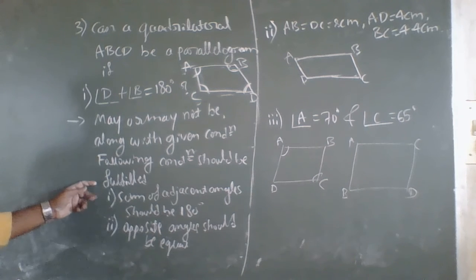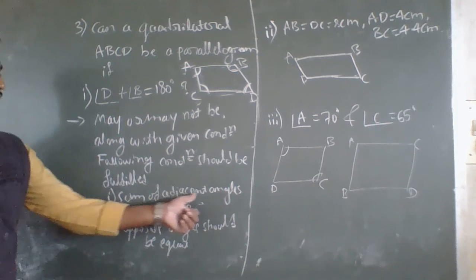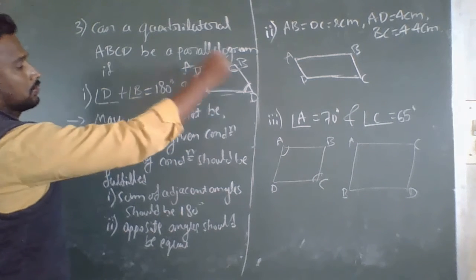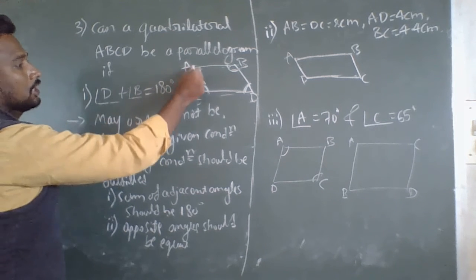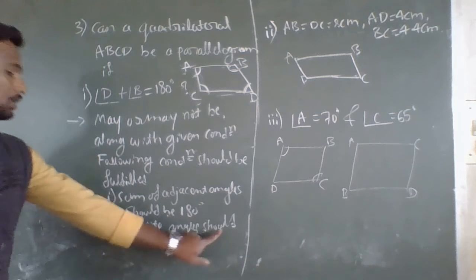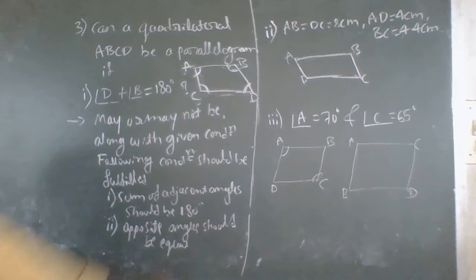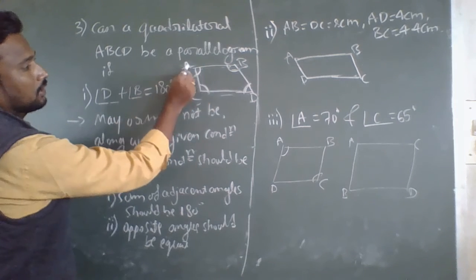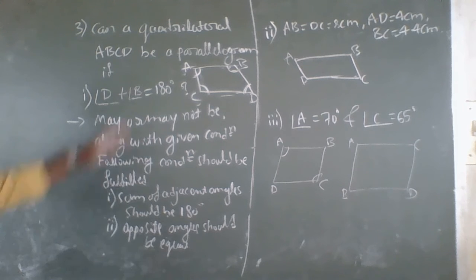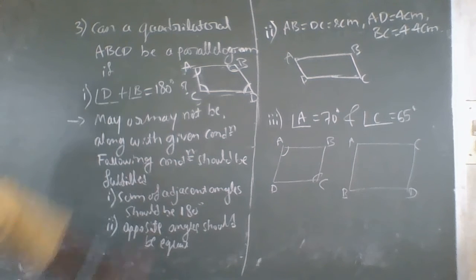So there are again two conditions. The sum of the adjacent angles should be 180 degrees, meaning B plus D is equal to 180 degrees, and like that A plus C is equal to 180 degrees, and opposite angles should be equal to each other, meaning angle C is equal to B and angle A is equal to angle D. Then this quadrilateral will become a parallelogram if it satisfies these two conditions.